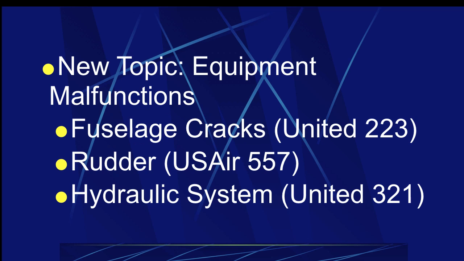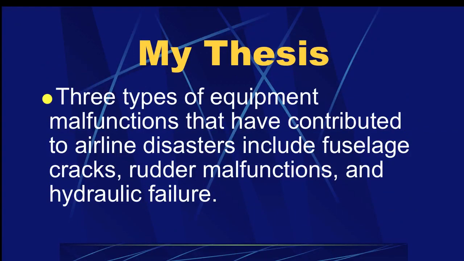Fuselage cracks, specifically with United 223, a rudder malfunction, specifically with US Air 557, a hydraulic system malfunction, specifically with United 321. So now I'm ready to write my thesis or initial preview statement. Three types of equipment malfunctions that have contributed to airline disasters include fuselage cracks, rudder malfunctions, and hydraulic failure.